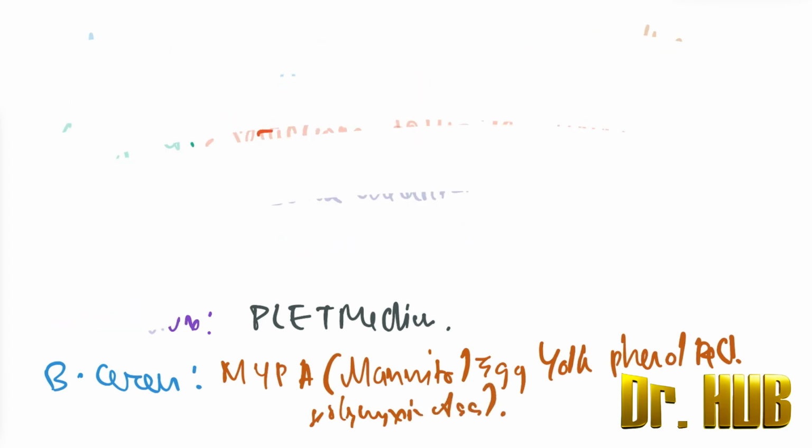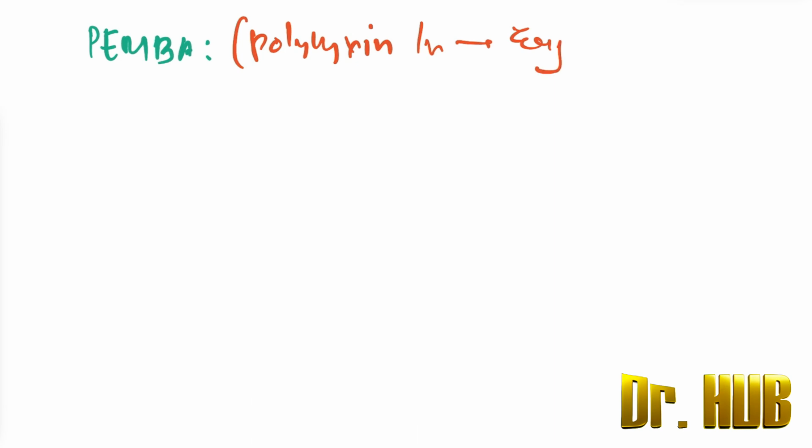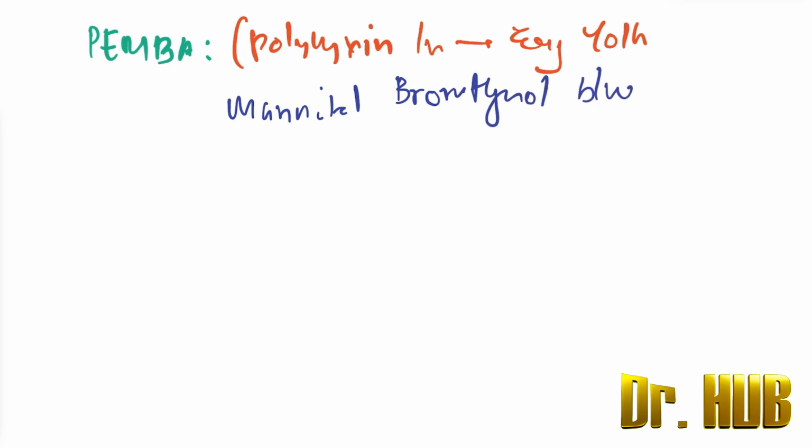Next in line for Bacillus cereus, it is PEMBA. What is the full form of PEMBA? It means polymyxin pyruvate egg yolk mannitol bromothymol blue agar.